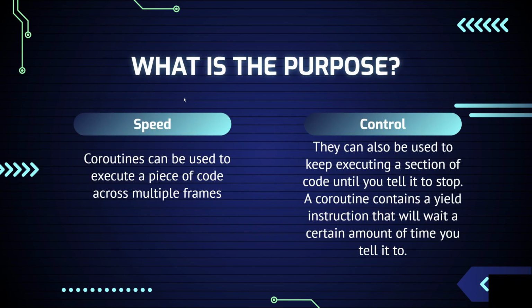So what is the purpose? Coroutines can be used to execute a piece of code across multiple frames, and they can also be used to keep executing a section of code until you tell it to stop. A coroutine contains a yield instruction that will wait a certain amount of time you tell it to, obviously.